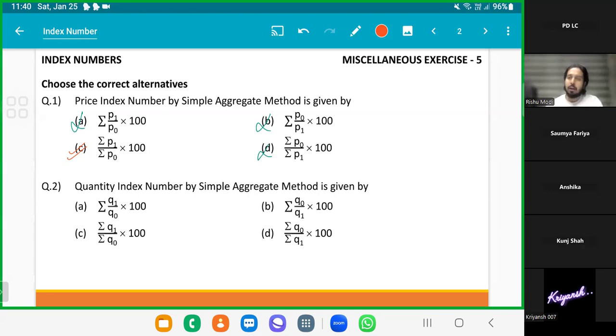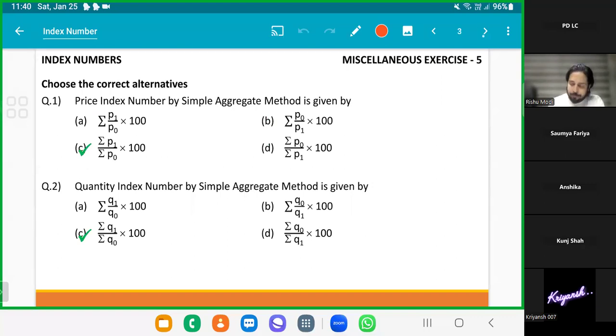Question number 2, quantity index number, same logic, same answer, summation Q1 upon summation Q0 into 100. So that will be your question number 2, option C. So you have 1, option C, 2, option C. So those are the first 2 answers for you.